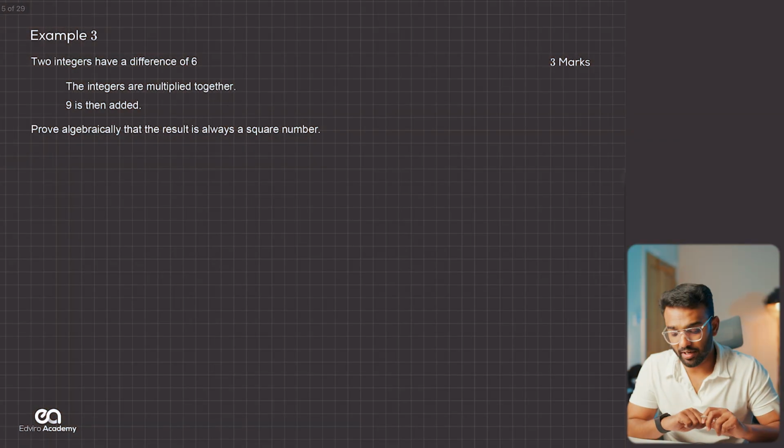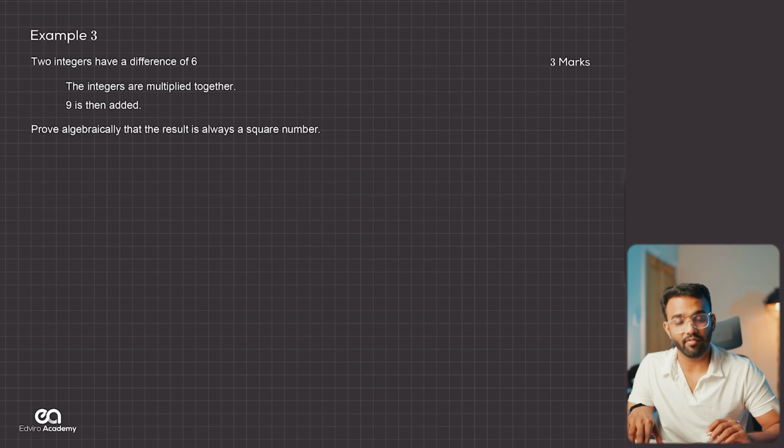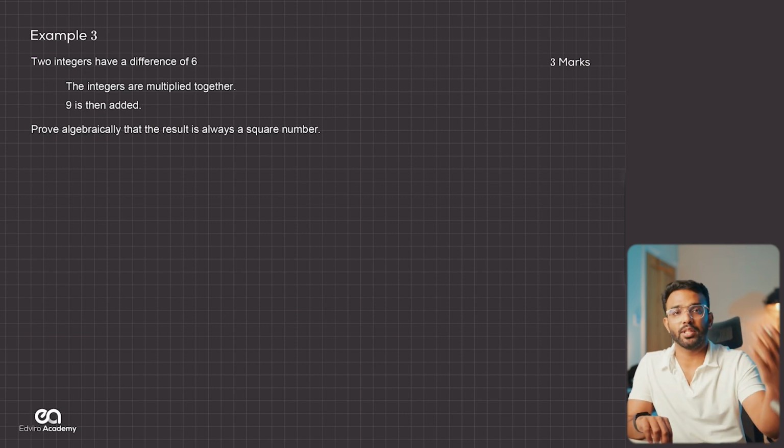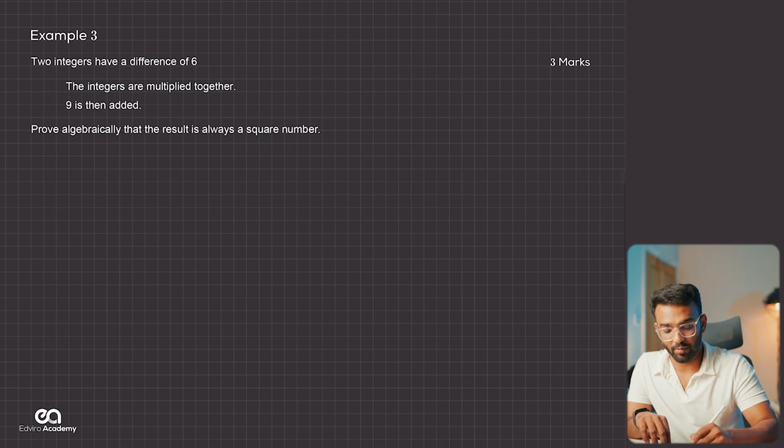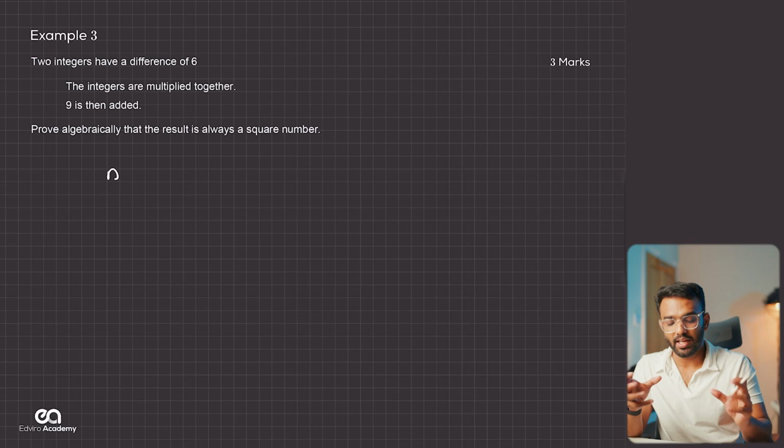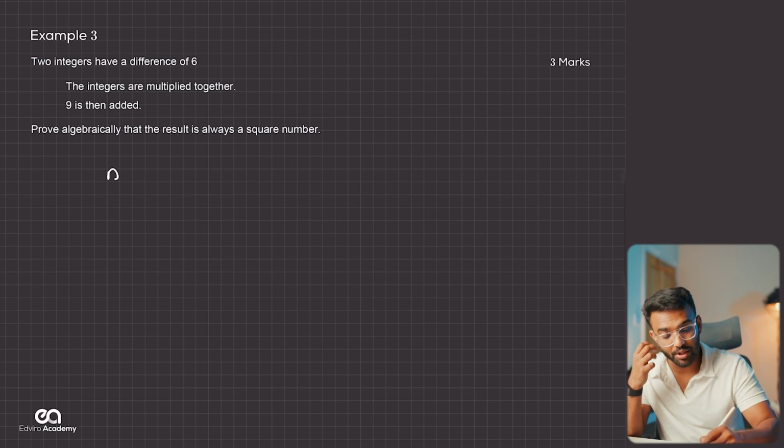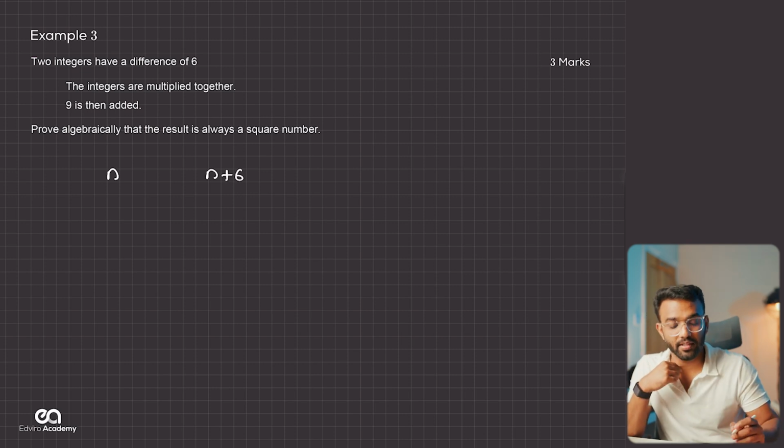Thank you. So here is an algebraic proof question from a past exam paper. 2 integers have a difference of 6. The integers are multiplied together. 9 is then added. Prove algebraically, the result is always a square number. So when they say simply 2 integers, you could just simply come up with n, that's 1 integer, and the difference between them is 6. So the next integer would be n plus 6, right? So the difference between them is 6.